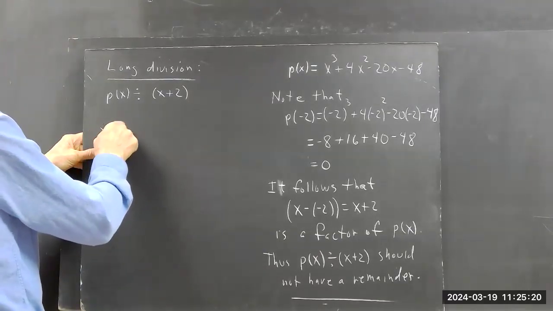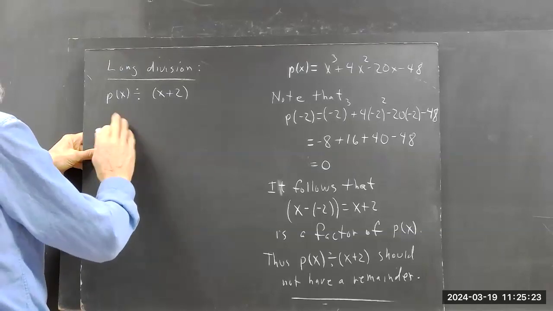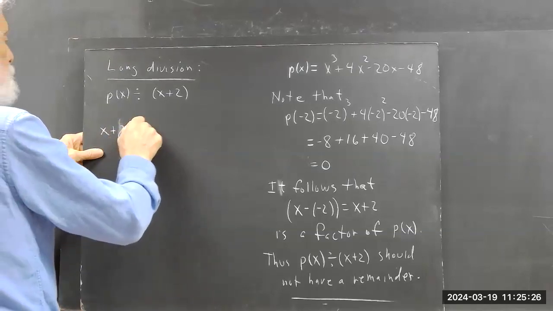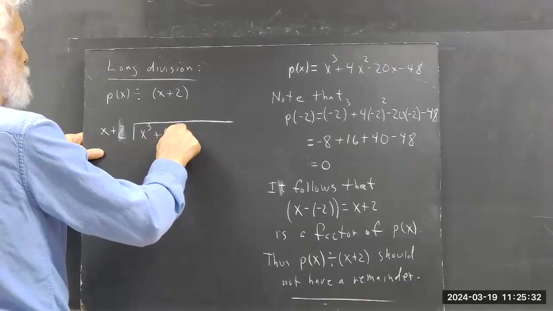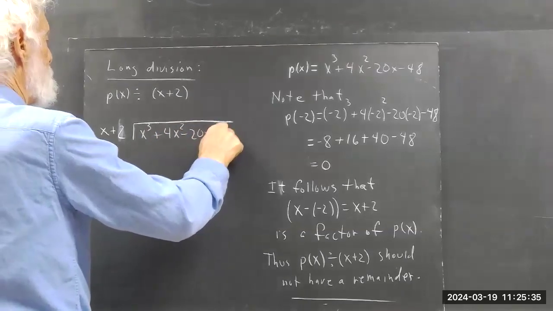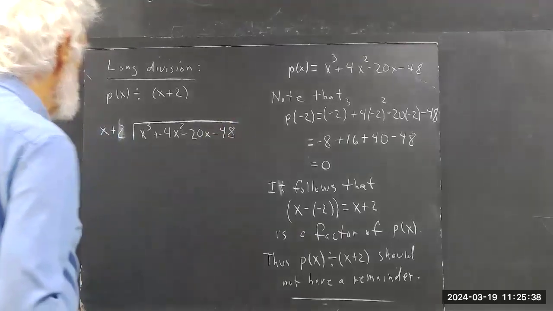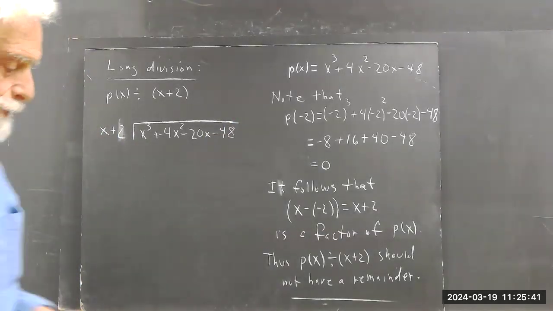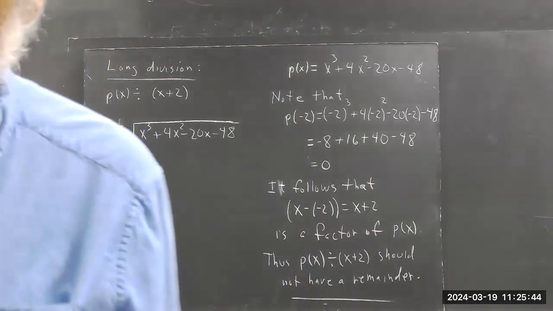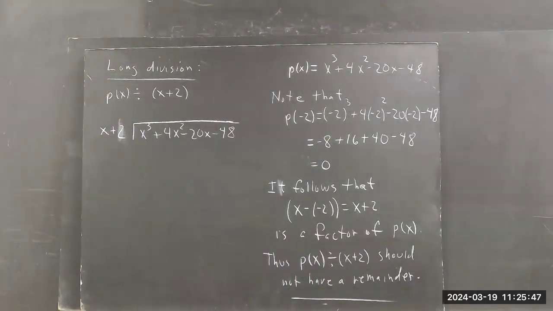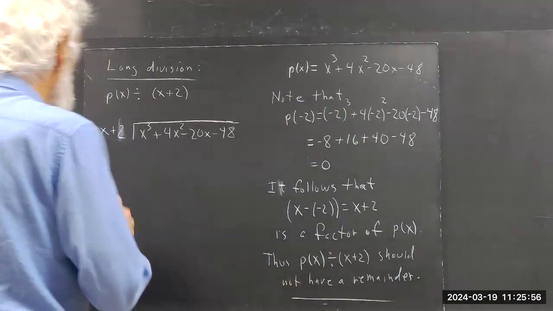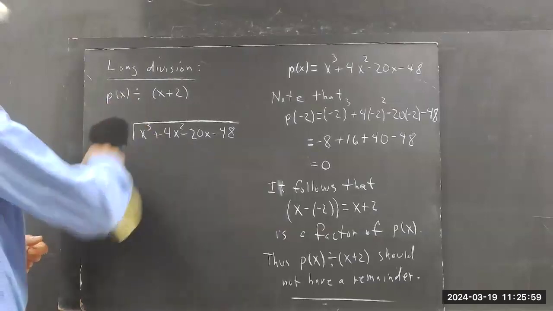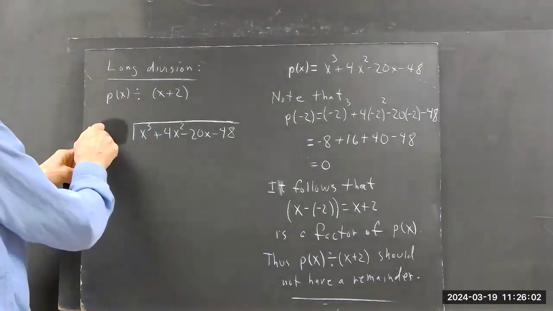We're going to write that out like a long division. X plus 2, and then we have X cubed plus 4X squared minus 20X minus 48. So now we've got this set up. It looks like a long division. Now, you probably haven't seen long division since you were 10 years old. It may be unfortunate, but hopefully it'll come back to you a little bit. And if not, just practice until it does.